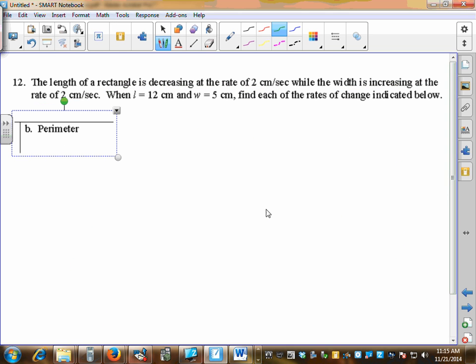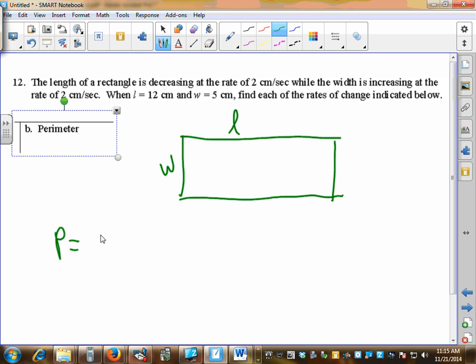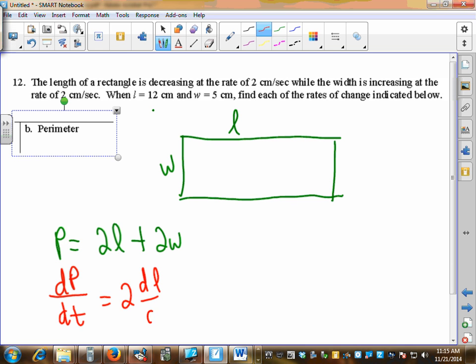All right. Let's look at the next one. Same rectangle, but now they want to know about the perimeter. And what's that formula again? Perimeter is equal to what? We got it. Okay, so we're going to need to do the derivative. All right, talk me through the derivative, Holly. You take the perimeter and make it d over dt, and then 2 dL over dt plus 2 dW over dt. Okay.